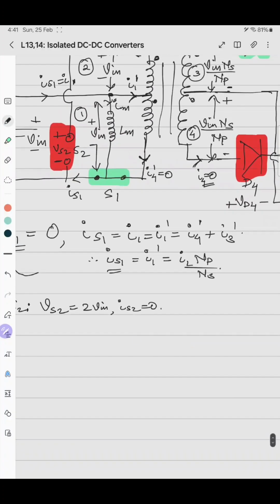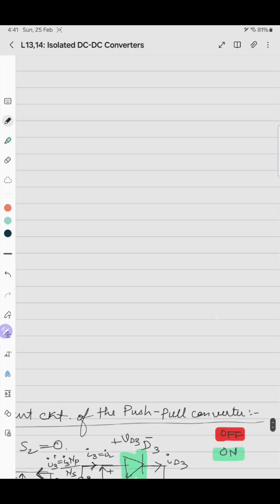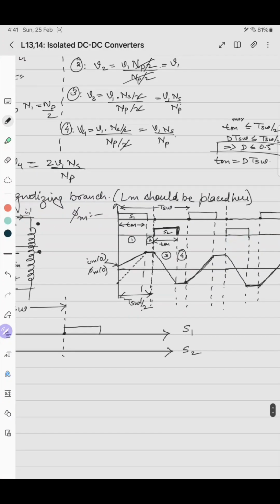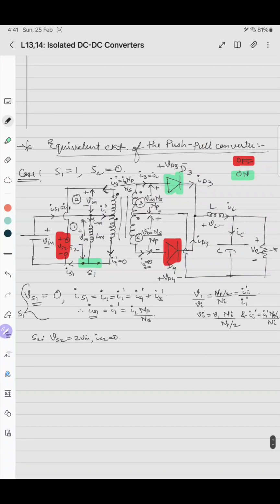So for S2 is done, for S1 is done. Current and voltage across the first and second switch is done. Source current is done. Now IM will be rising, you know already, because we have already done the waveform for IM and phi-m. Phi-m we are not drawing. I1 dash is also written.